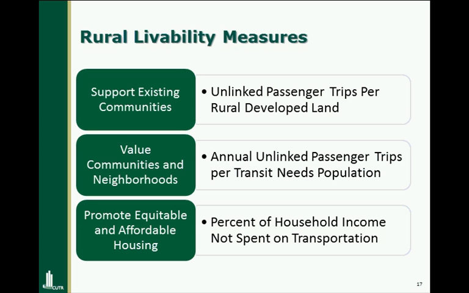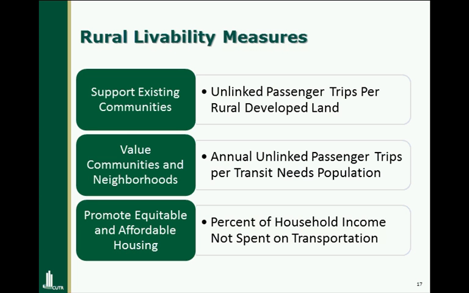Again, looking at valuing communities and neighborhoods, the annual unlinked passenger trips per transit needs population, looking at vulnerable populations in the community. Actually, there was a challenge to this measure because the 2010 version of this data was not complete at the time.